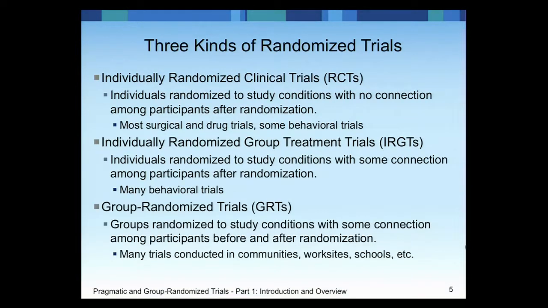The third category is the group-randomized trial. In this instance, we don't randomize individuals at all. Instead, we're randomizing groups to study conditions. The members of those groups generally have had some connection with one another before we came along and began the study, certainly before randomization. The members of those groups will continue to interact with one another during the study, and we'd expect that they'd continue to interact even after the study is over. So interaction and connection among group participants is standard fare in group randomized trials. These studies are common in trials that are conducted in communities and work sites and schools and so forth.